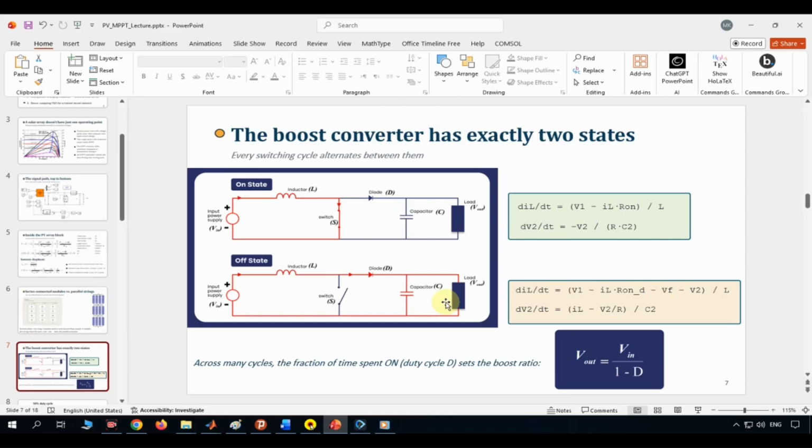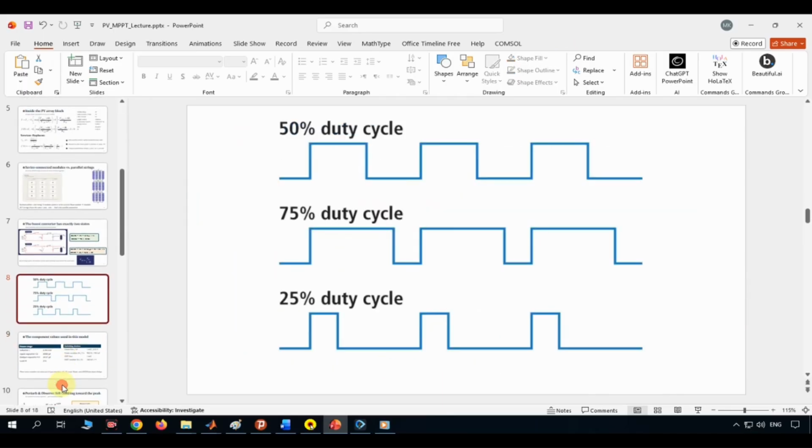There's one key mathematical relationship that governs this whole circuit. In an ideal boost converter, the output voltage equals the input voltage divided by the quantity 1 minus the duty cycle. The duty cycle is simply the fraction of each switching period that the switch spends turned on.